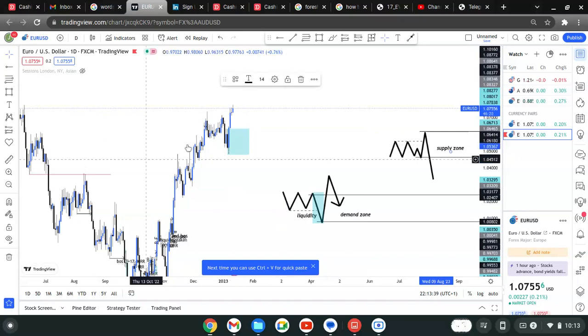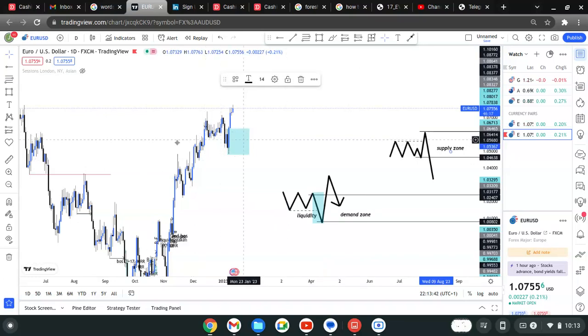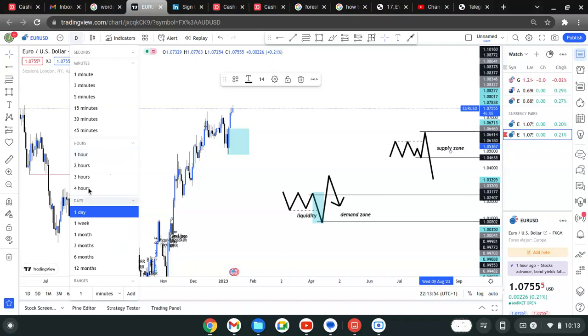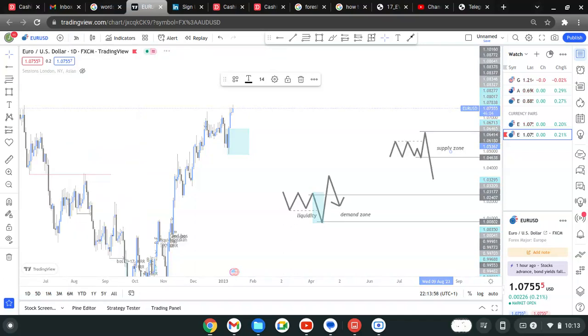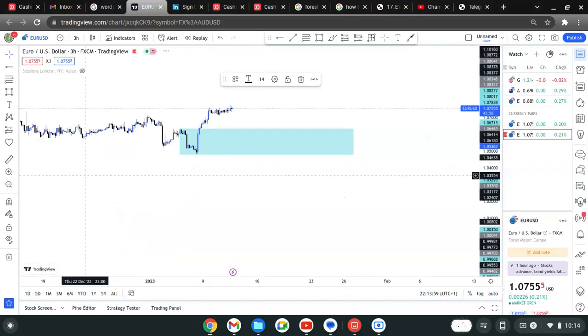Okay, this is a perfect example of a demand zone. And this is the daily time frame, so I'll go down to a lower time frame to see where this same thing occurred. Okay, let's go. 3 hours. Beautiful.